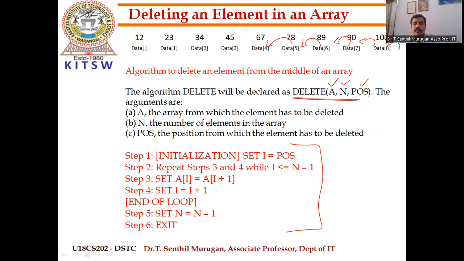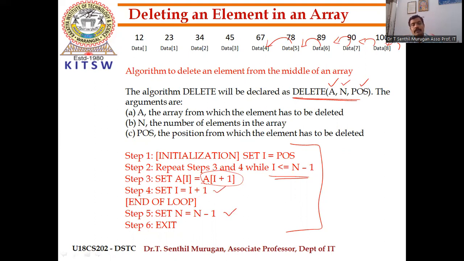Initially set I equal to position. So the position value we have to check: first position, second position, third position, it will check up to n minus 1. After that position is identified, a[I] equals a[I plus 1]. That means the next value, a[I plus 1], will be shifted to the previous value. Then the I value will be incremented.